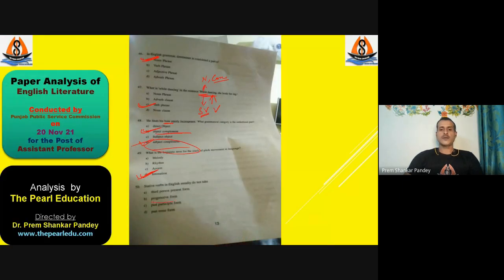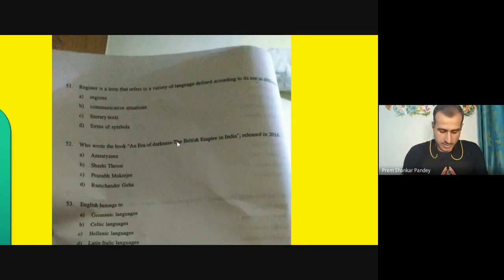Okay, the next question. Stative verbs in English usually do not take. Stative verbs. There are two kinds of verbs in English: one is static and the other is action. The words which show action are called action verbs, and the words which are static are known as stative verbs. So they do not take the progressive form, because if the progressive form appears, it shows an action verb. So B is the right answer here.